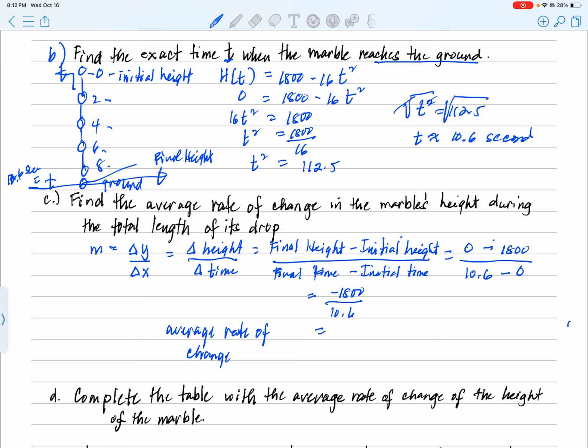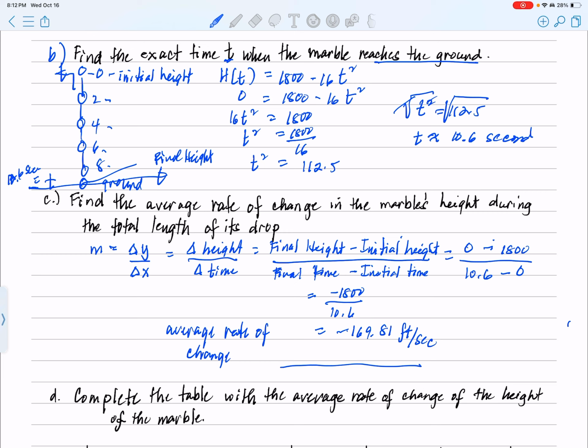Okay, how much would that be? Negative 1800 divided by 10.6. We have a negative 169.81 feet per second. That's the average rate of change in the marble's height during the total length of its drop. Okay, it's approximately negative 169.8.